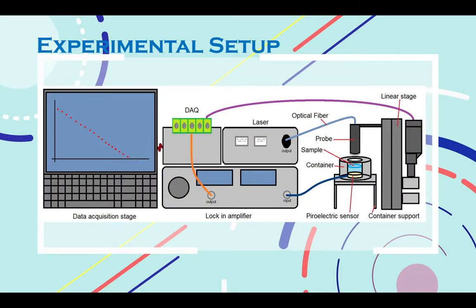The experimental setup consists of the components shown in this image. Here we can see that the linear actuator is controlled by the data acquisition card, which is in turn connected to both the computer and the lock-in amplifier, which ensures we obtain the signal measured with the piezoelectric sensor attached to the container.